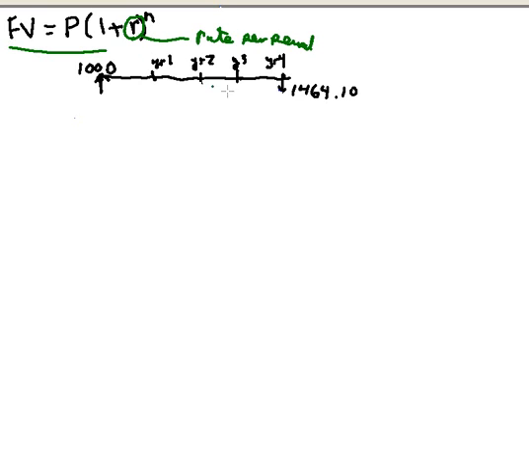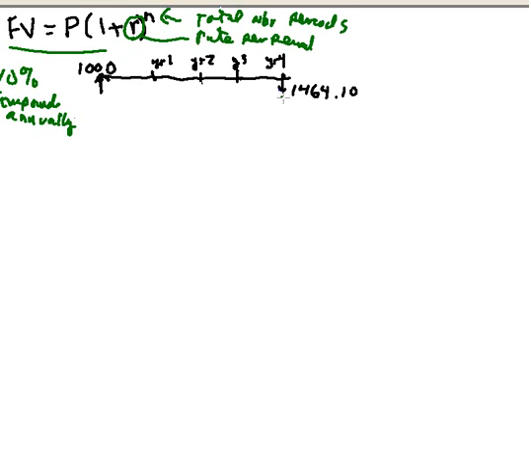In the example we had down here, we deposited $1,000 at the annual rate of 10% compounded annually. Okay, and the N here was going to be the total number of periods.